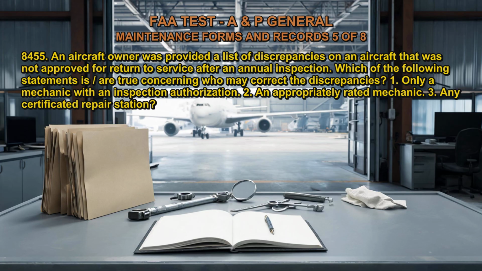8455. An aircraft owner was provided a list of discrepancies on an aircraft that was not approved for return to service after an annual inspection. Which of the following statements is/are true concerning who may correct the discrepancies? 1. Only a mechanic with an inspection authorization. 2. An appropriately rated mechanic. 3. Any certificated repair station. A. 2 and 3. B. 2. C. 1.